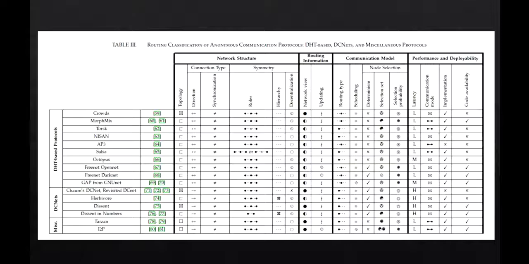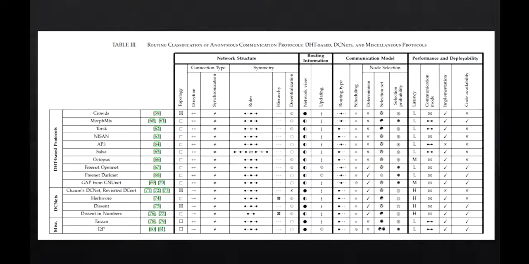DHT based protocols. We'll see some examples in this. Selection probability, as you can see in one of the columns under communication model, is uniform except for Freenet and GNUnet.